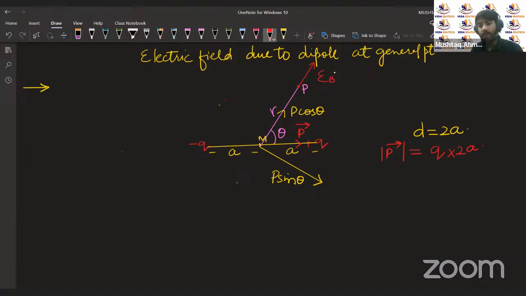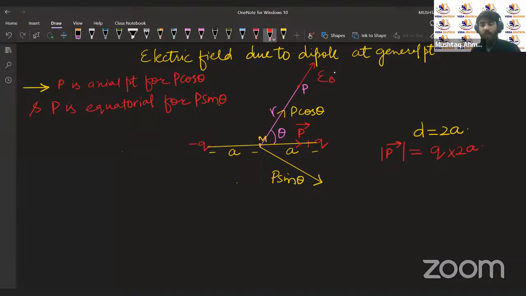And talking about the P sin theta component, the point P acts as an equatorial point for it, right? The component of the electric dipole moment which is perpendicular to the line joining the point P, so point P is the equatorial point for P sin theta. It means that point P is the axial point for P cos theta, and P is the equatorial point for P sin theta, right?